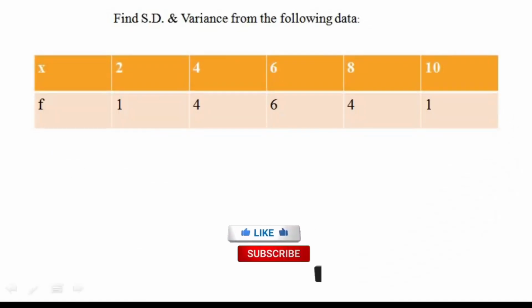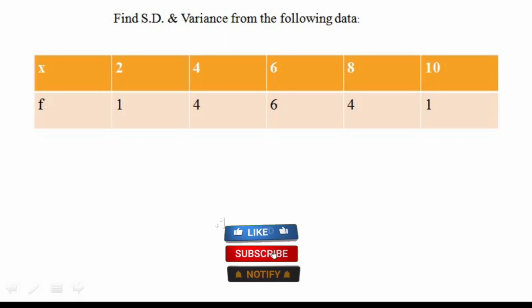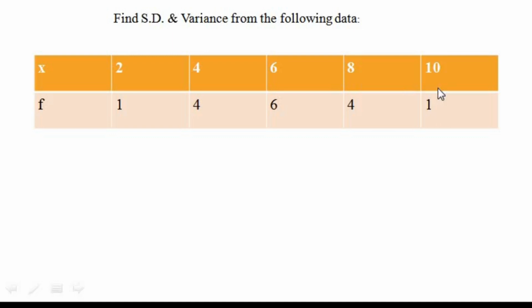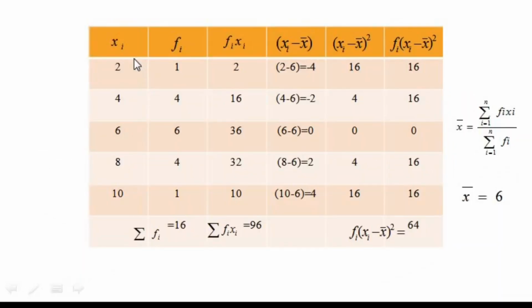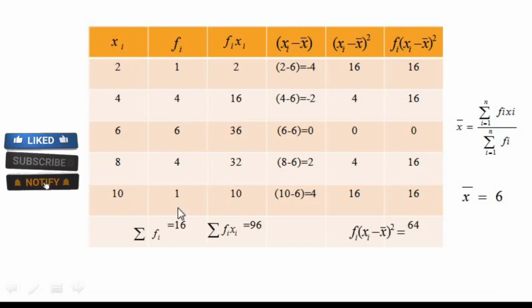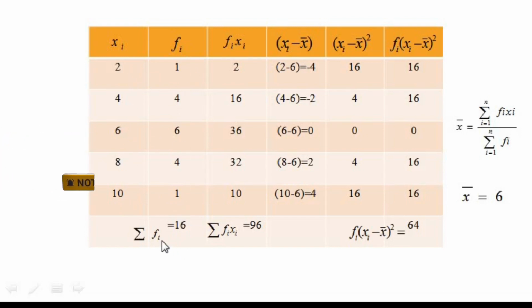Then we'll take one example. Find the standard deviation and variance from the following data. The variable is 2, 4, 6, 8, 10, and the frequencies given are 1, 4, 6, 4, 1. This type of data is discrete data. First of all, we find the mean of the data. We put the variable in one column and the respective frequency in another. First we calculate the total frequency, which is 16.